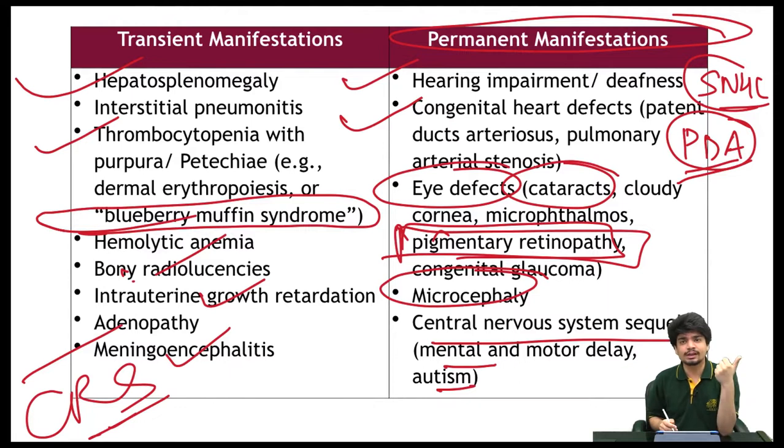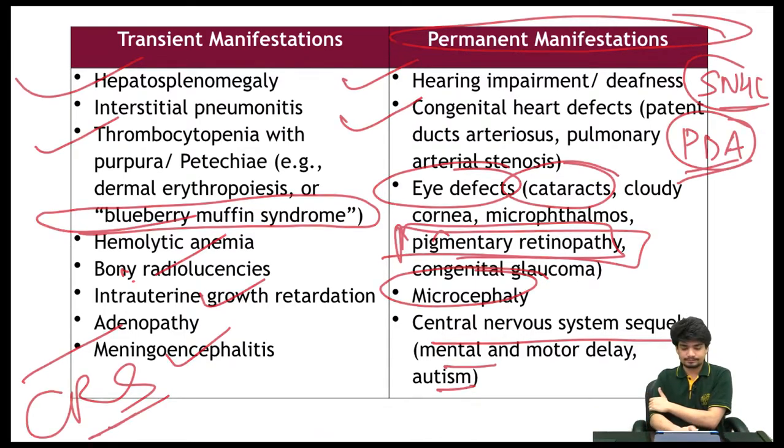They are sensorineural hearing loss, the typical triad I'm repeating again and again because it has been asked multiple times in entrance examinations. The hearing impairment, the congenital heart defect, and the eye defect, which can be either cataract or a pigmentary retinopathy. Along with that, it also causes microcephaly and CNS defects. Thank you.